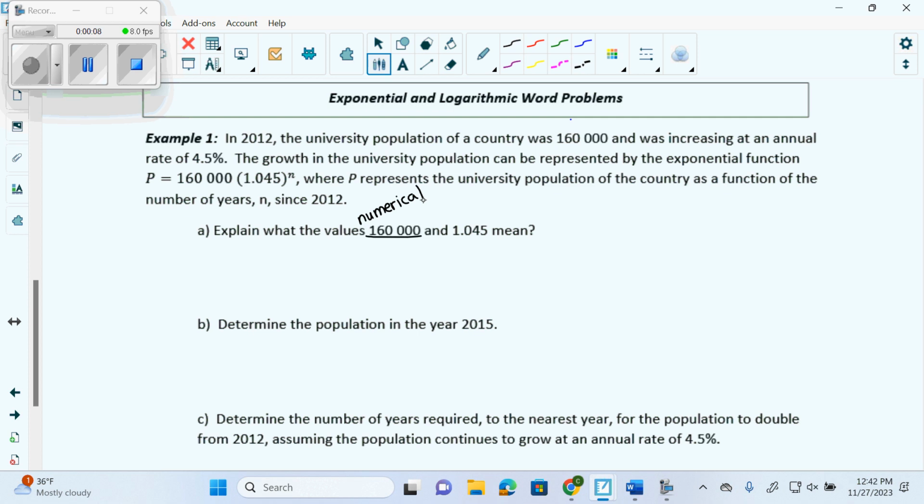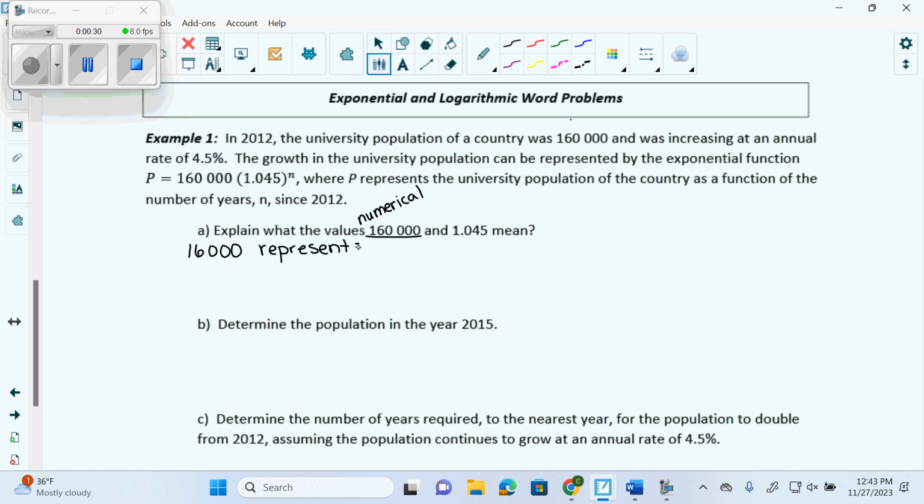So, numerical values mean the actual numbers. They gave us the numbers, but sometimes they'll just say, what do the numerical values of the equation mean? That means you have to tell them what the numbers represent, okay? So here, if I want to explain, I would say the 160,000 represents what?